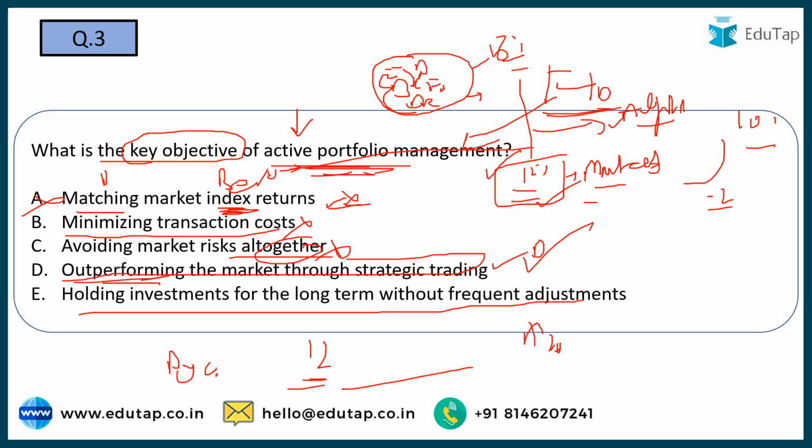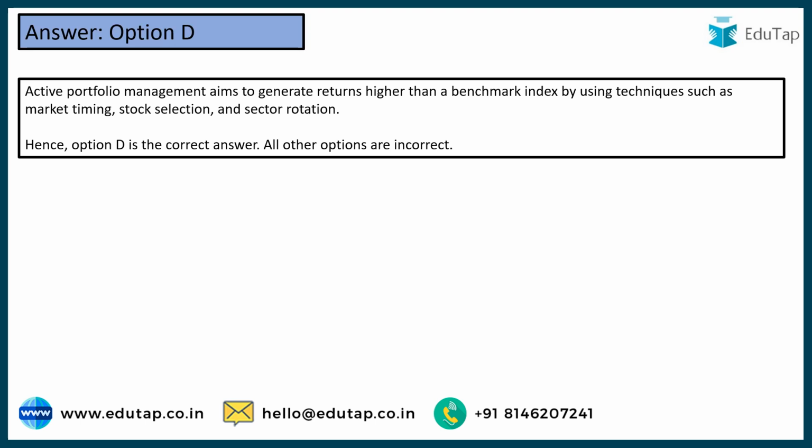Holding investment for long term without frequent adjustment. This is basically a passive investment, not active. Therefore, the correct answer of question number 3 will be option number D. Now let's move forward to check the explanation as well. So answer will be option number D. That is what we have discussed so far.